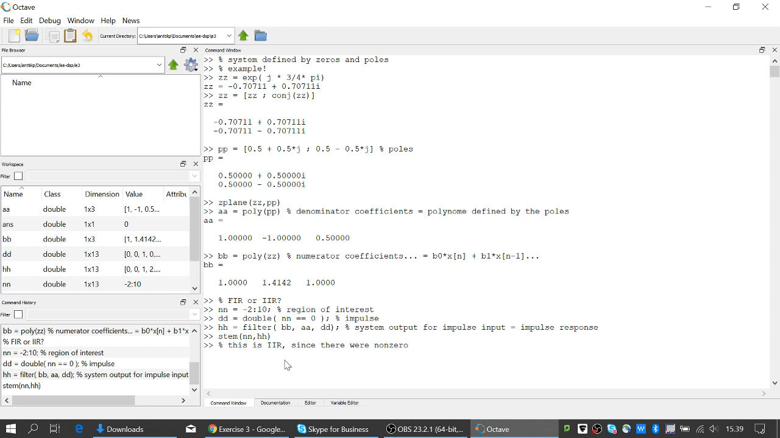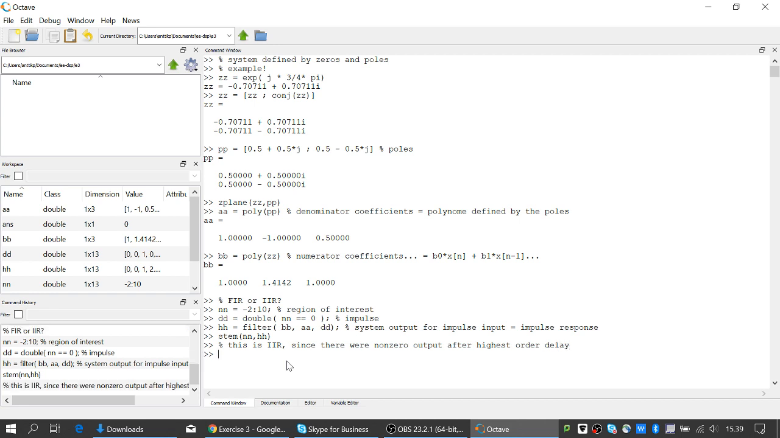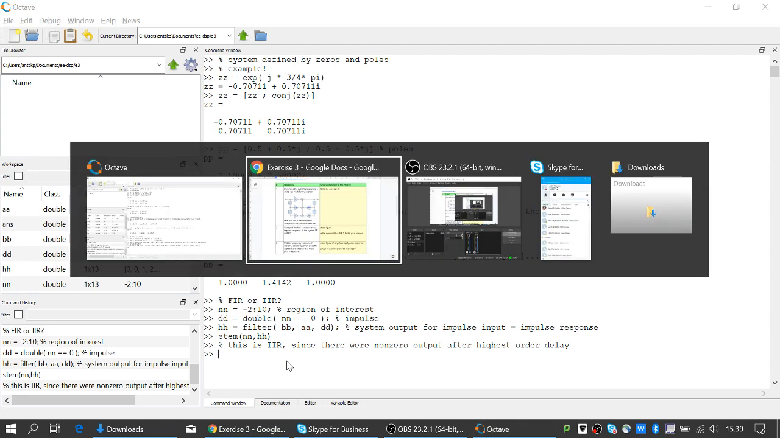Non-zero output after the highest order delay. Good, IIR. And let's see what's next.